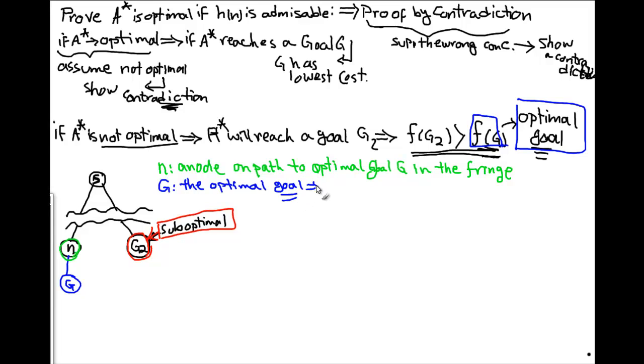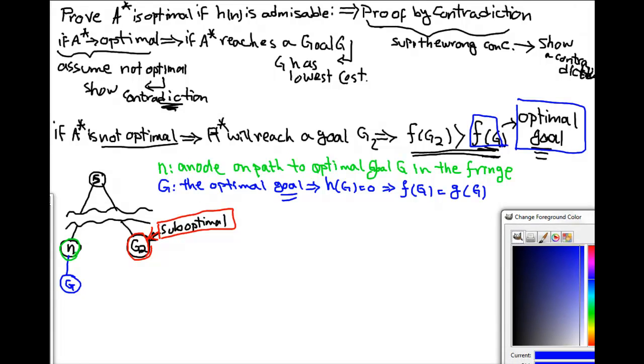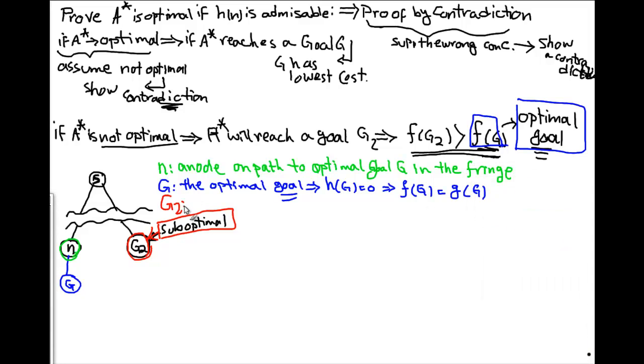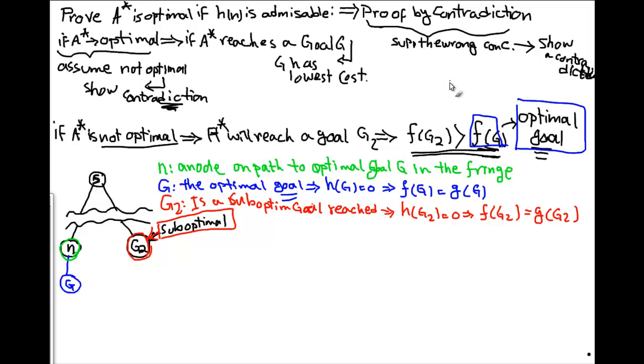Since G is a goal, h of G must be 0, and therefore the f cost of G must be equal to g cost, or cost so far, of G. And finally, my algorithm expands a suboptimal goal, G sub 2. So G sub 2 is a suboptimal goal reached. As such, h of G sub 2 must be 0. Therefore, f of G sub 2 is equal to g of G sub 2. So these are what I know.